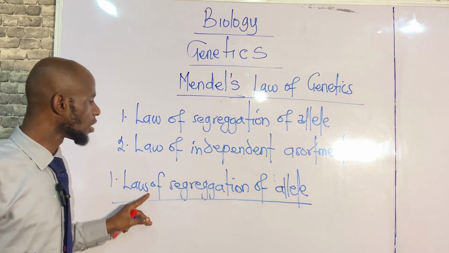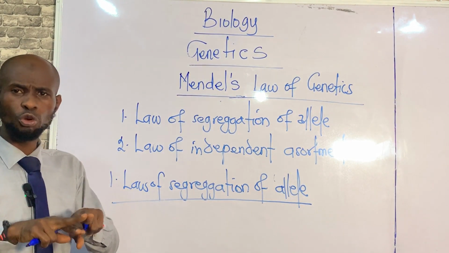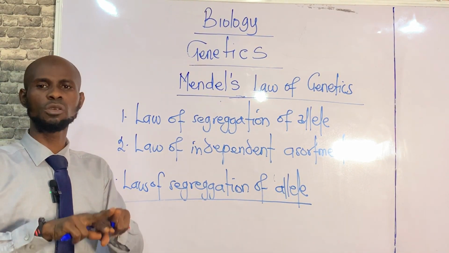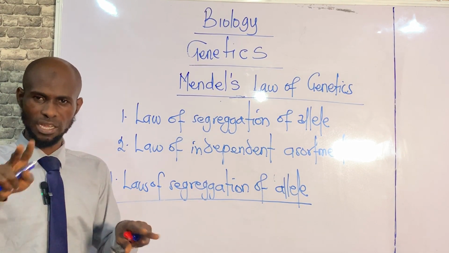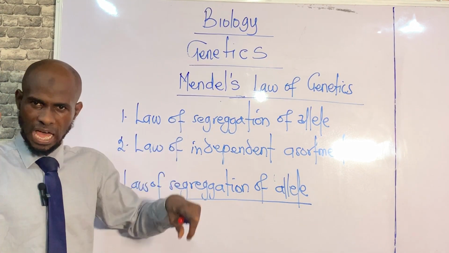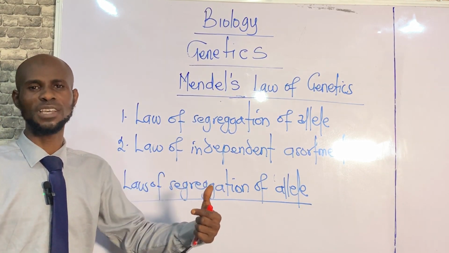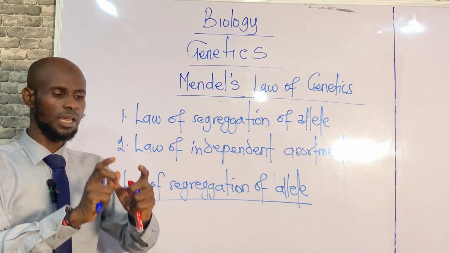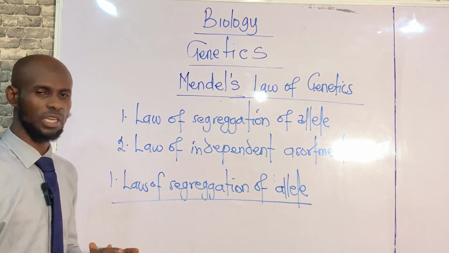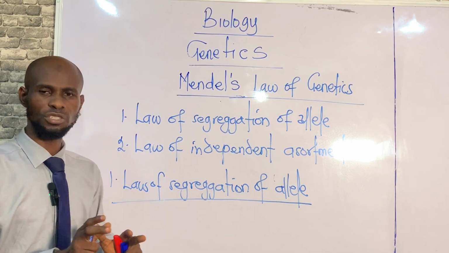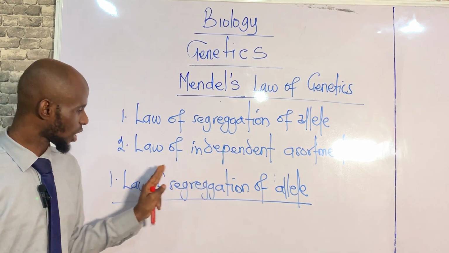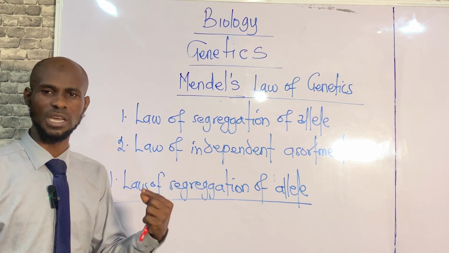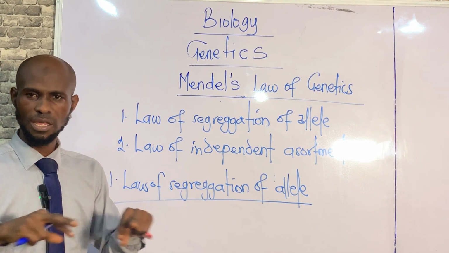The law of segregation of alleles states that during meiosis, that is during sexual reproduction, the alleles will separate, and each of the alleles will enter into a separate gamete. That is the good news. Very simple. You are going to be told in your external exam to explain the Mendelian laws. The first one is the law of segregation of alleles. Segregation means the alleles will separate, and each allele will enter into a separate gamete. This takes place during meiosis.